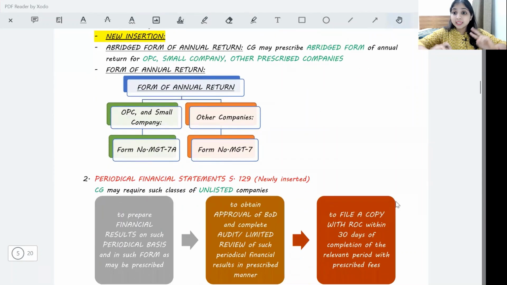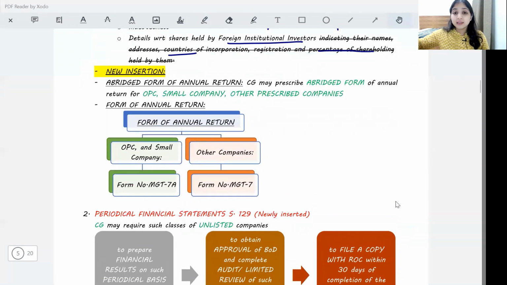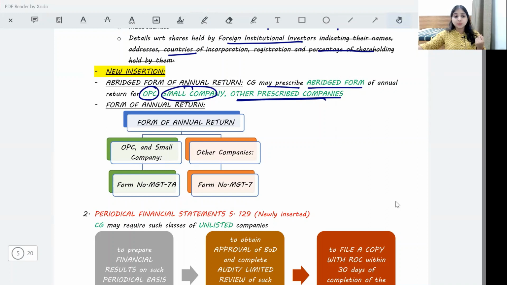Okay. The second point about annual return is that the central government has been given a power that the central government may prescribe an abridged form. Abridged form is a summarized form. If it is a one-person company, small company, and other prescribed companies, then for these companies, central government may come up with its own format of annual return, a simpler version, a smaller version. And the third point under annual return, the form of annual return for OPC, for one-person company and small company, it will be form number MGT7A. All other companies, form number MGT7.